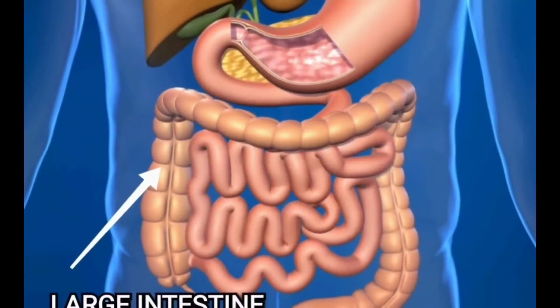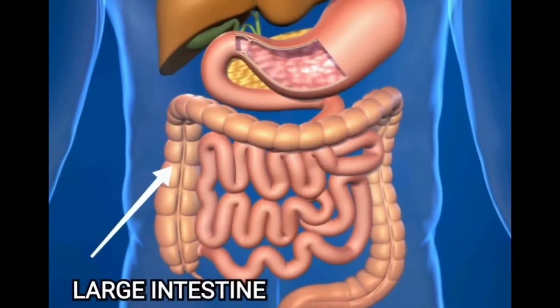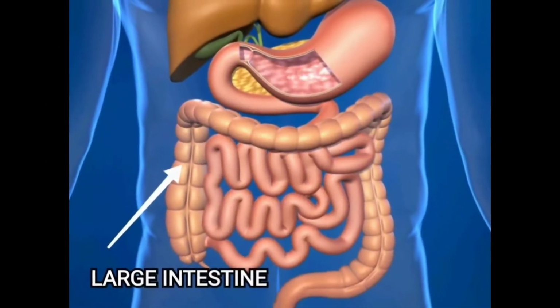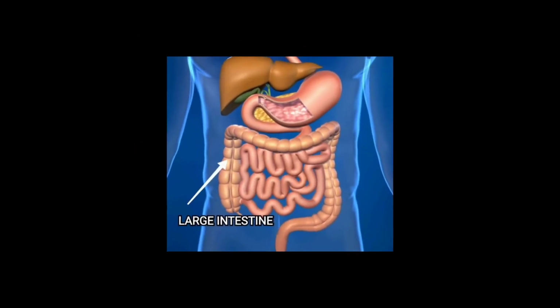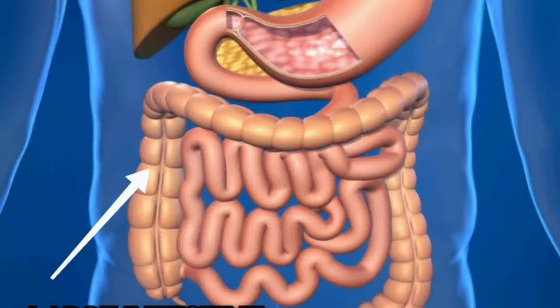In this figure, you can see the position of the large intestine. So this is how it is placed in a human. You can also see all the parts of the large intestine, that is the ascending colon, the transverse colon, the descending colon, and also the sigmoid colon.